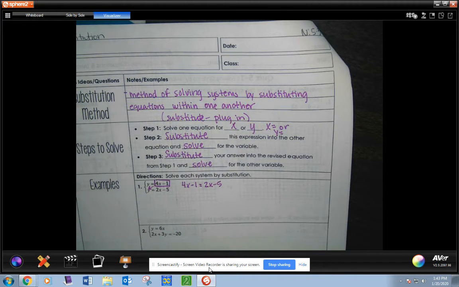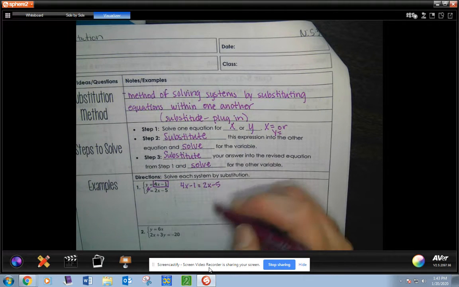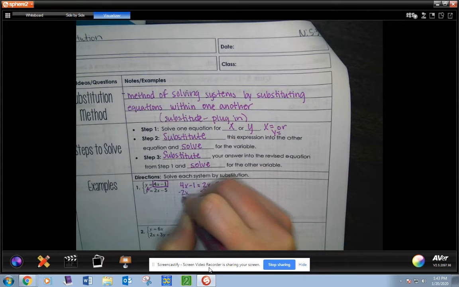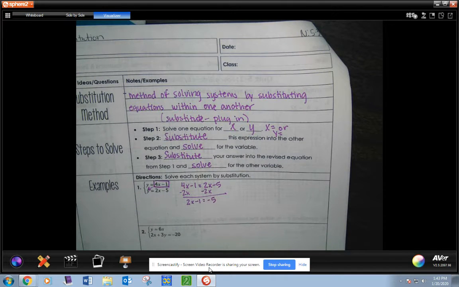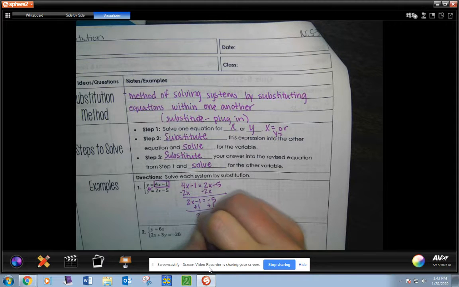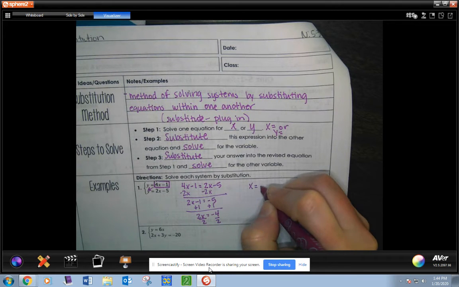So now that I've plugged this in, step 2, I need to solve. To solve this equation, we're going to move the smaller variable. So we're going to subtract 2x. That gives me 2x minus 1 equals negative 5. And then I'm going to add the 1. That gives me 2x equals negative 4. I divide by 2, and I get x equals negative 2.